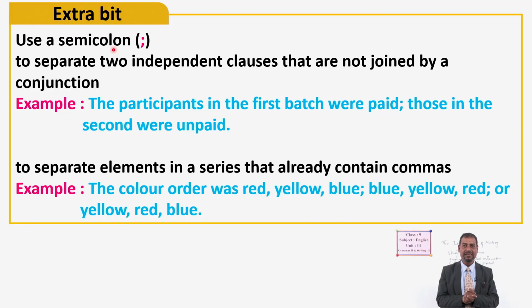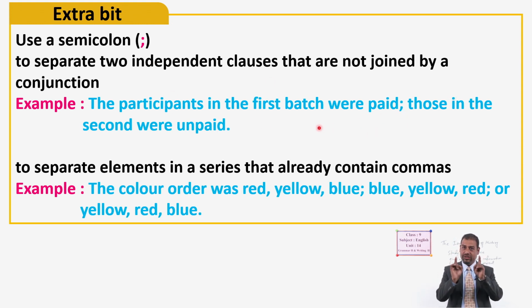So it means you have to learn to use a semicolon. Semicolon means this type of sign. We have a full stop and just below it a comma. This is what we call a semicolon. And where to use it? To separate two independent clauses that are not joined by a conjunction. So there should be two sentences, or clauses, and they are not joined with any conjunction like but, and, although, even though. We should not use any connectives, and at that time we have to use a semicolon.